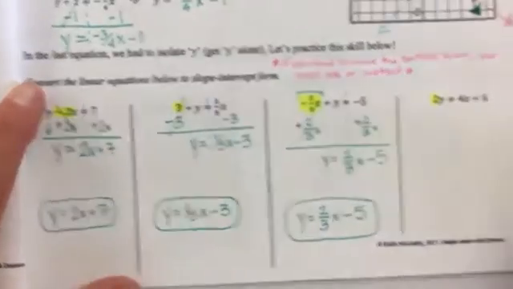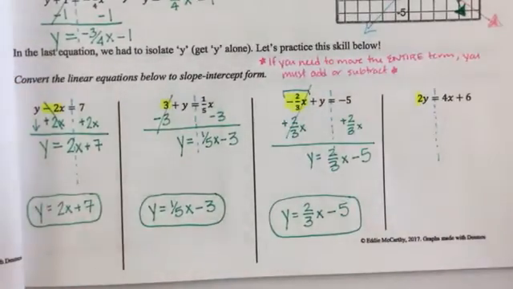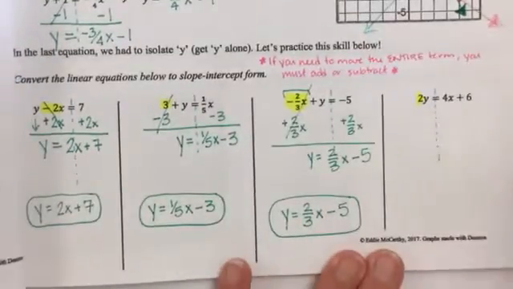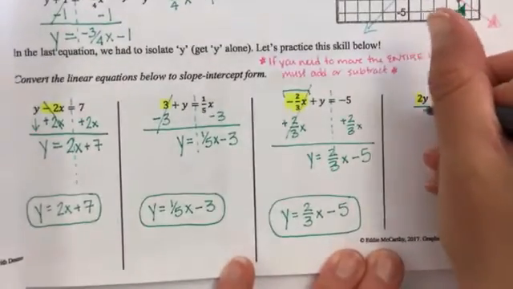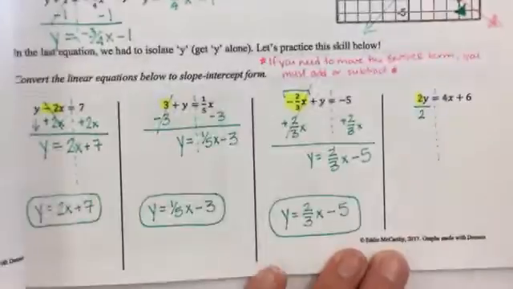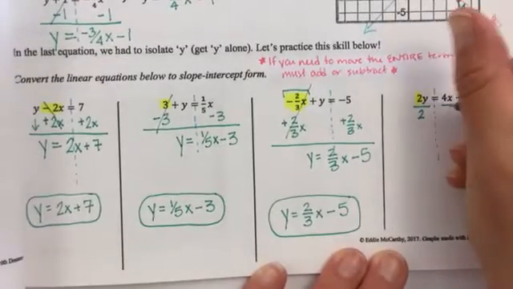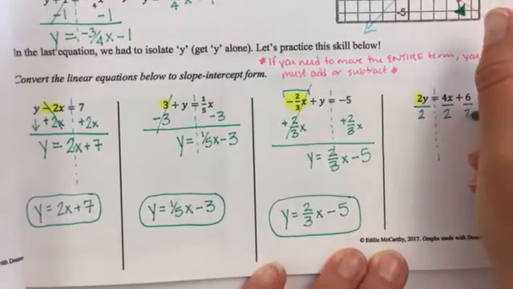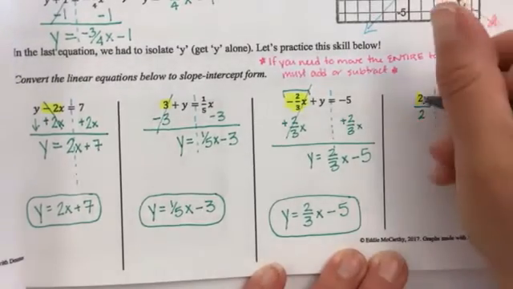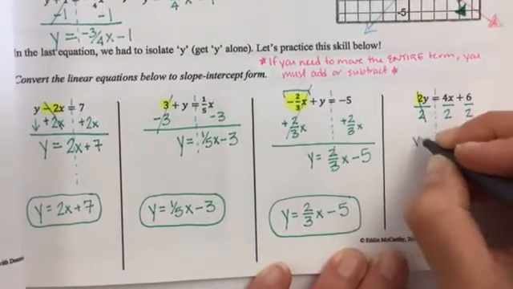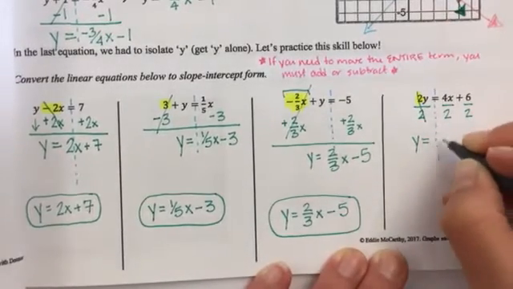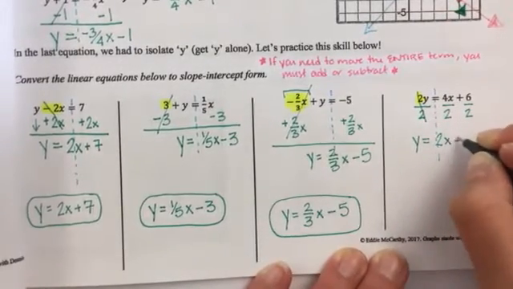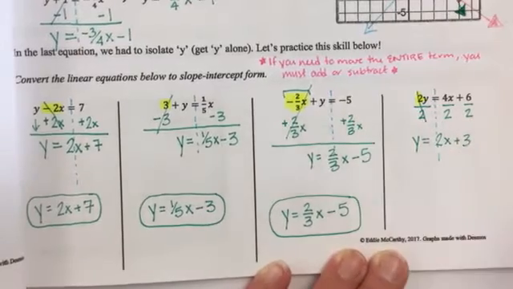Now the last one here is a tiny bit different. We want the y to stay, but the 2 to go. We want to split them up. Anytime you do that, you are going to divide. The only rule is that if you divide one thing by the 2, you've got to divide everything by 2. So what happens here, 4 divided by 2 is 2, and 6 divided by 2 is 3. It just simplifies.